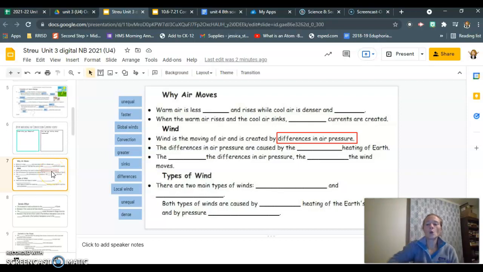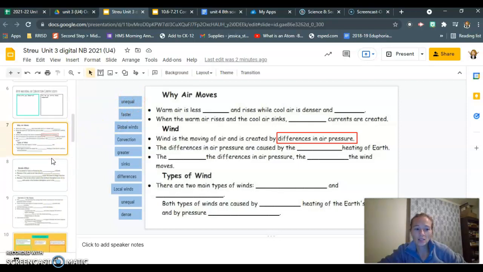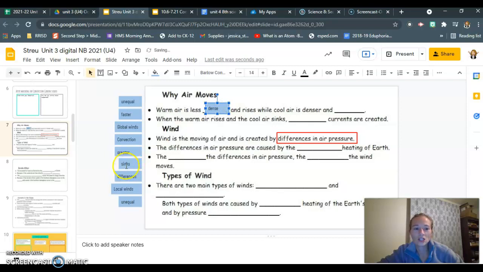Next, we're going to talk about why air moves. So, do this with me. You're going to fill in the blanks, and we're going to get hopefully all the way through this. Warm air is less dense and rises, while cool air is denser and sinks. When the warm air rises and the cool air sinks, convection currents are created.